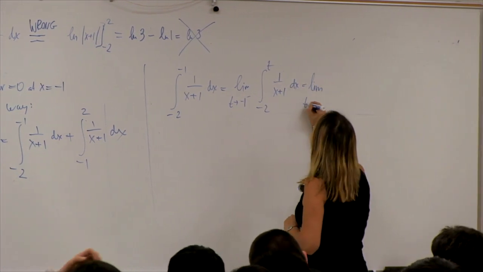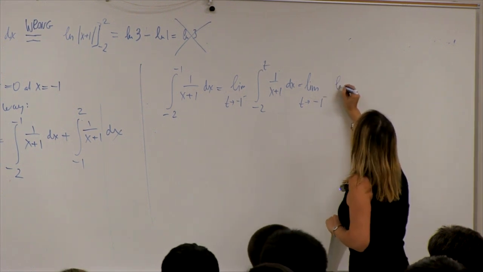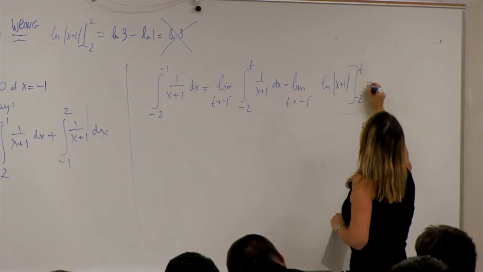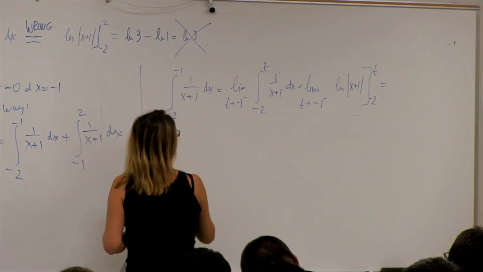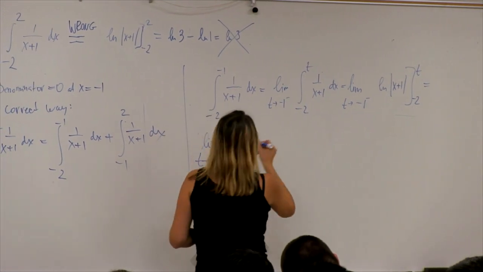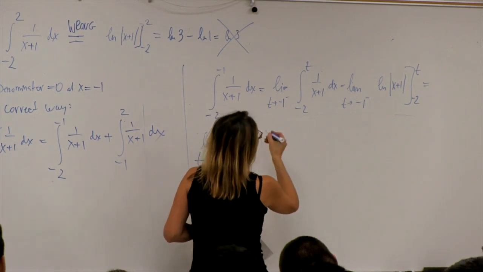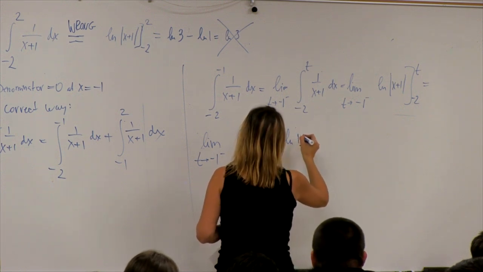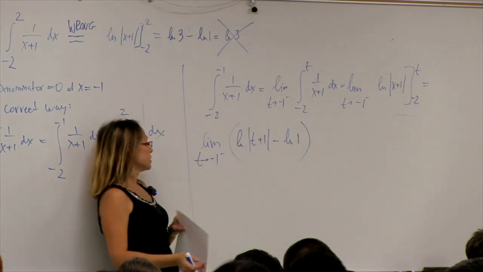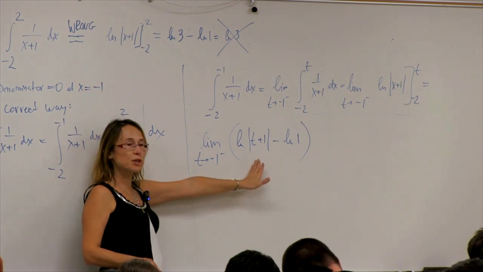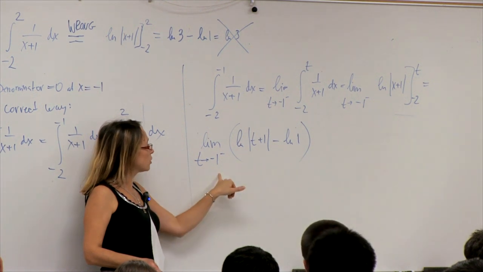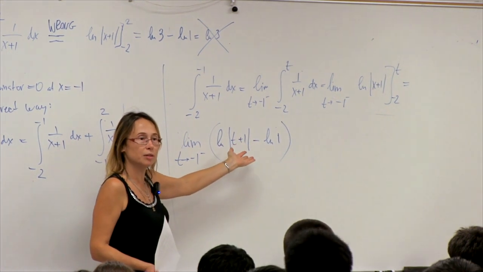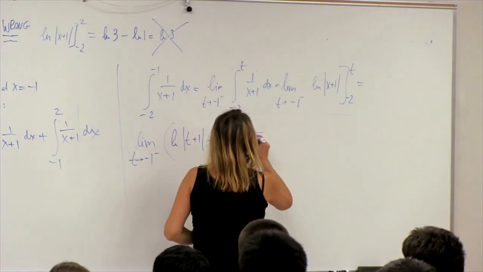So this is the limit as t goes to -1 of log of x plus 1, evaluated, which gives log of t plus 1 minus log of 1. So this is the expression whose limit we have to handle. What happens to this log when t goes to -1? The argument of the log goes to 0, and you see immediately that the limit does not exist as a finite number. It diverges.